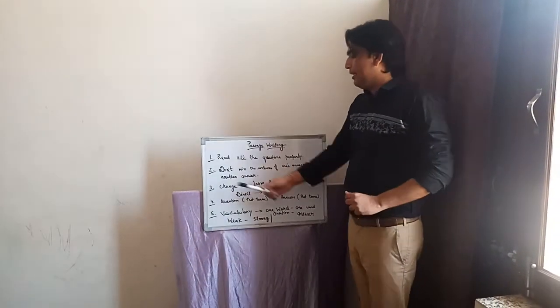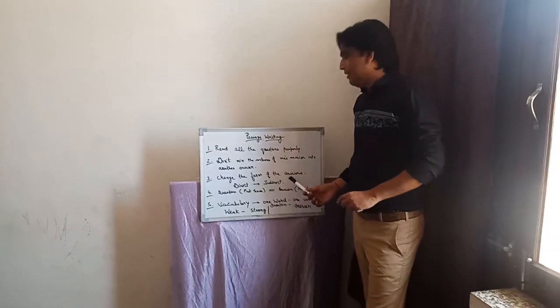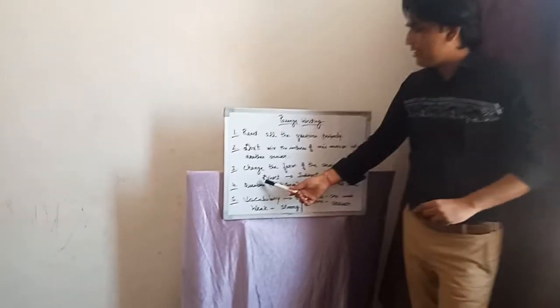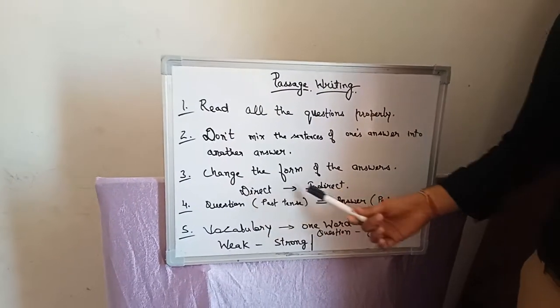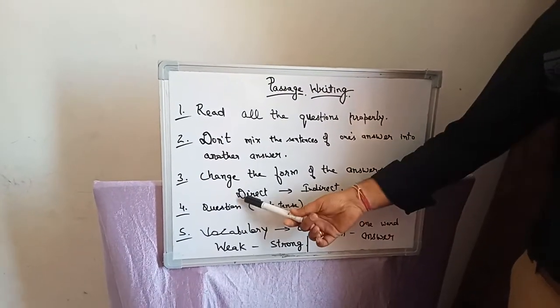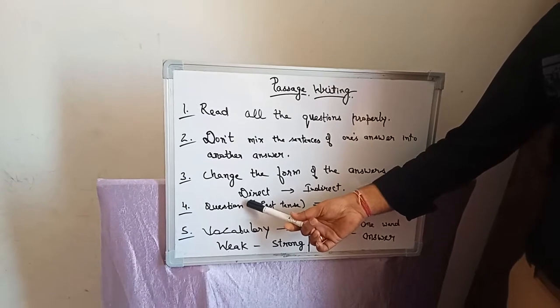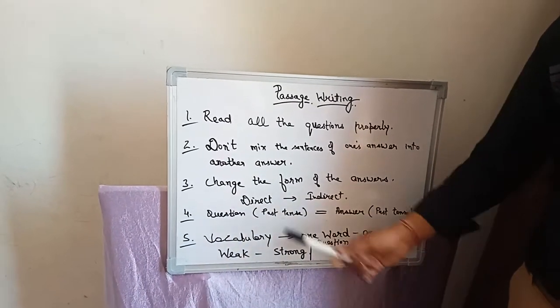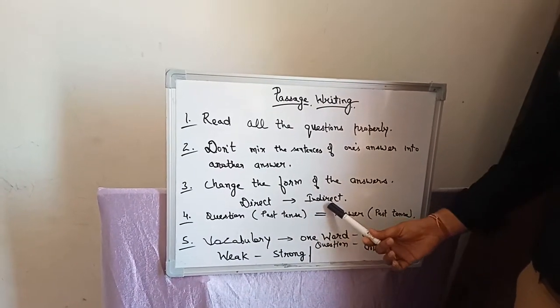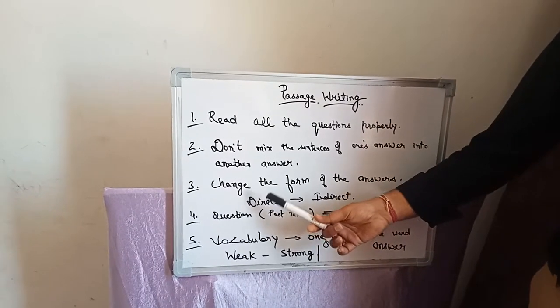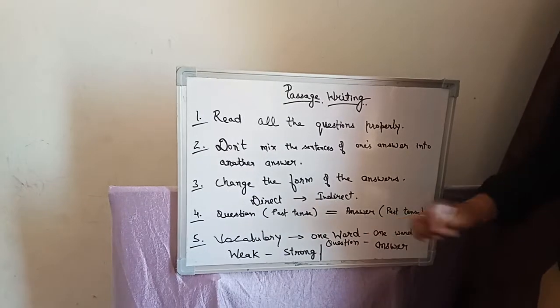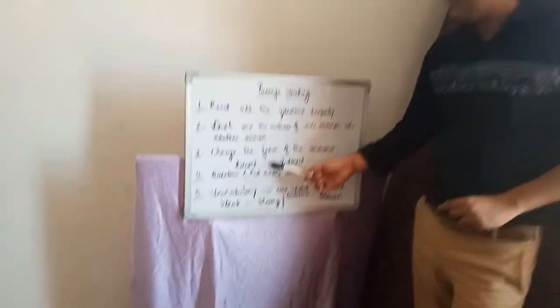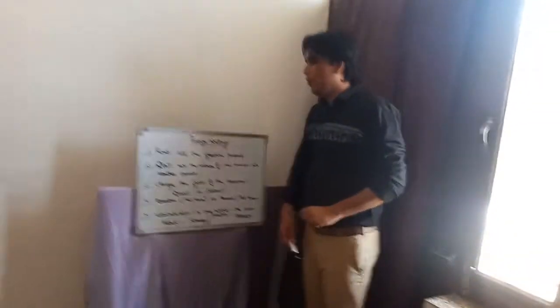Okay. So my third point, change the form of the answers. If the question is in the direct form, when you write the answers, you have to change the direct form into indirect form, because in direct speech the sentences come under inverted commas, and when you write the answers in indirect form, you remove the inverted commas, and you change the form from direct to indirect. Sometimes it may happen that the question comes in the direct form.